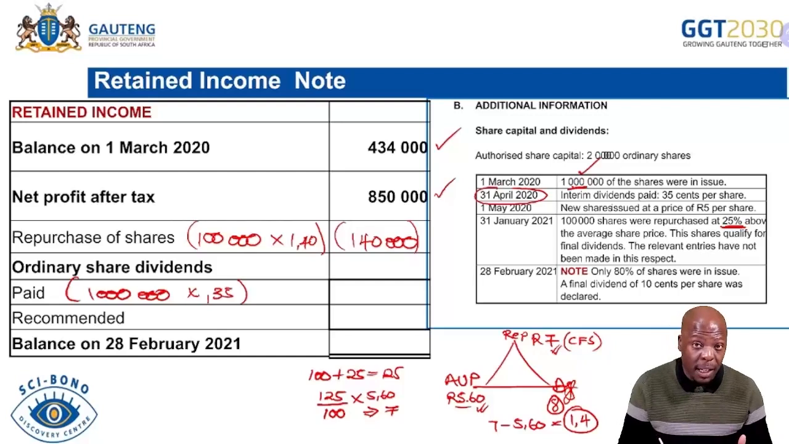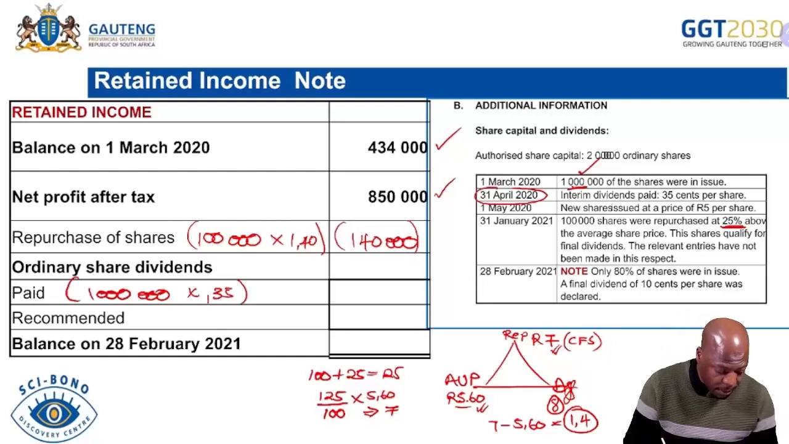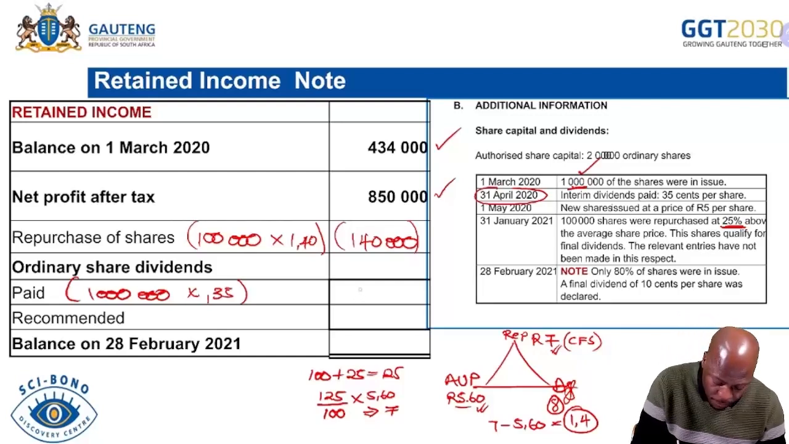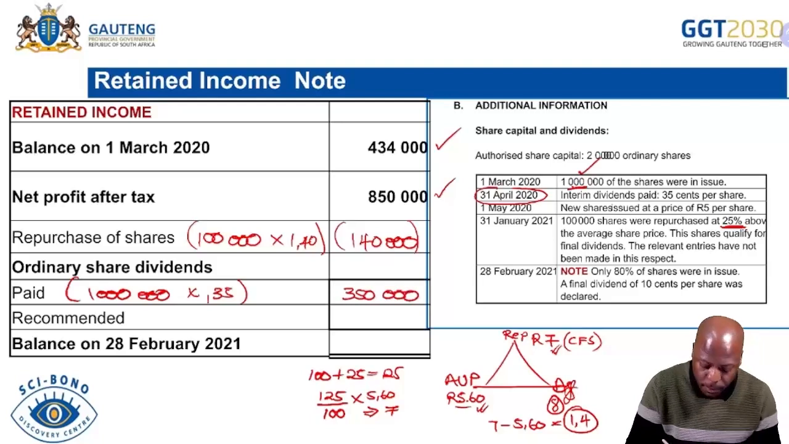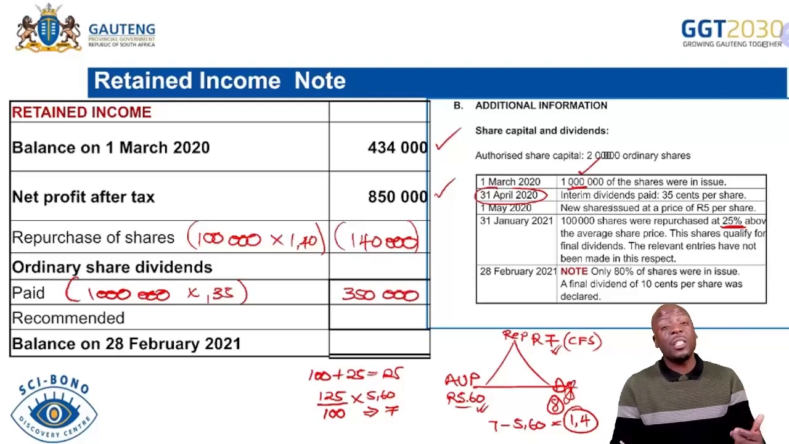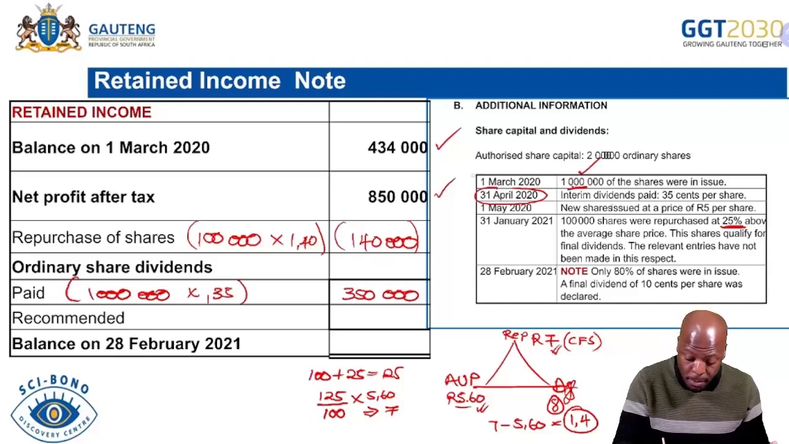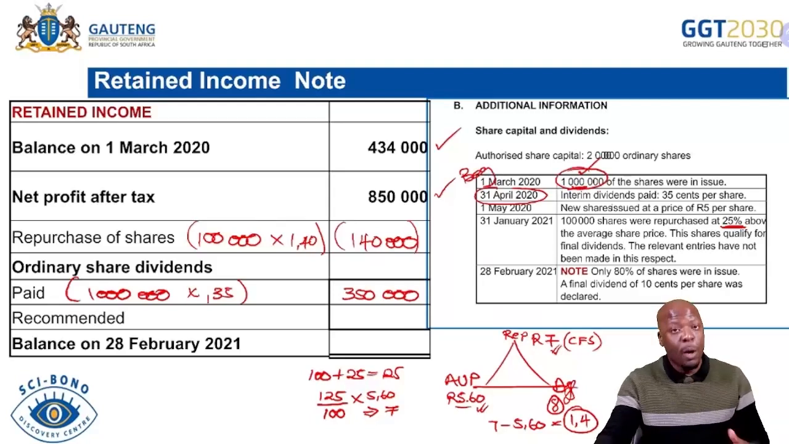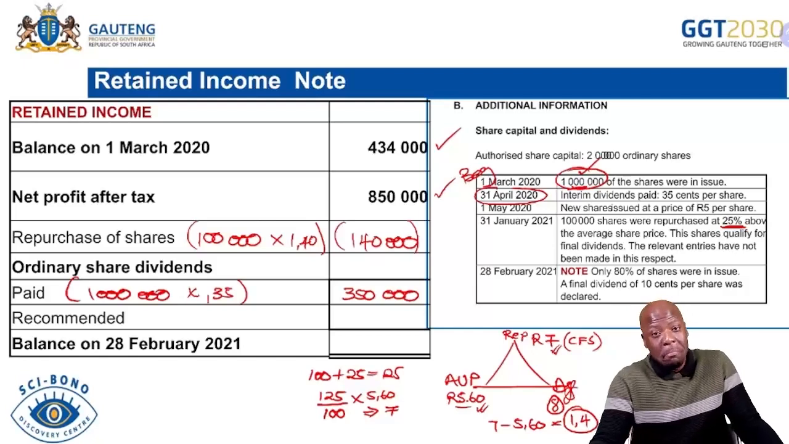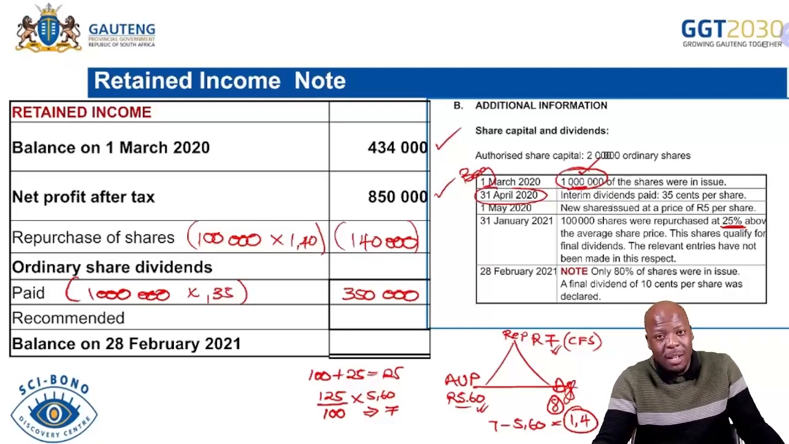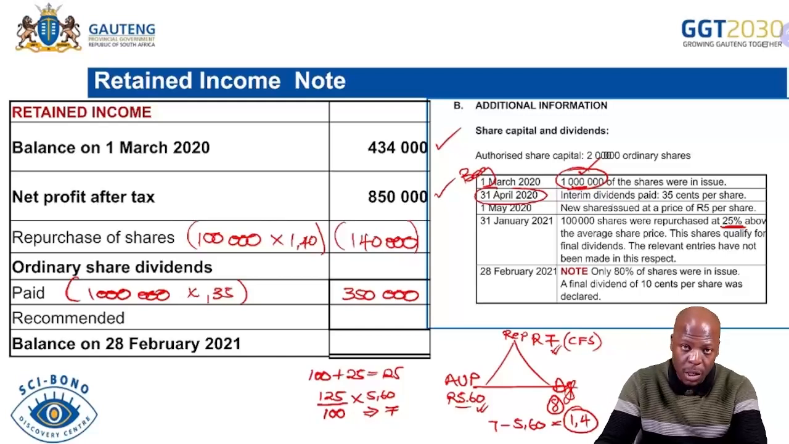So if it's 1 million multiplied by 35 cents per share, it should give me my 350,000. Okay, this one was simple. You simply had to look at the dates. 1 March is the beginning of the financial year. How many shares were we having? 1 million. Was there any other new issue of shares? No, there wasn't. So what does that mean? We gave our interim dividends to the number of shares that we had at the beginning.